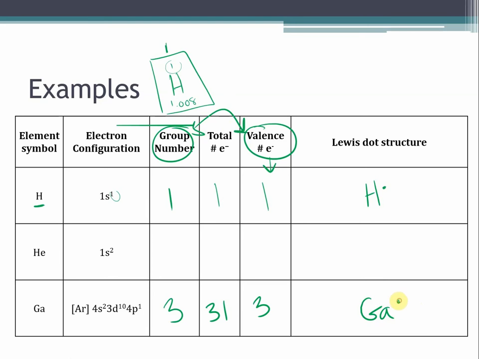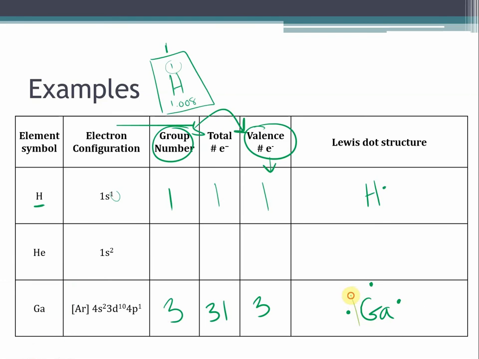We'll draw our first electron. Then we'll draw our second one over here on a different side. And then we'll draw our third one over here. We're not going to make them pair up yet because there are 4 sides. They don't have to share. So you can think about your Lewis structure as being like a box.